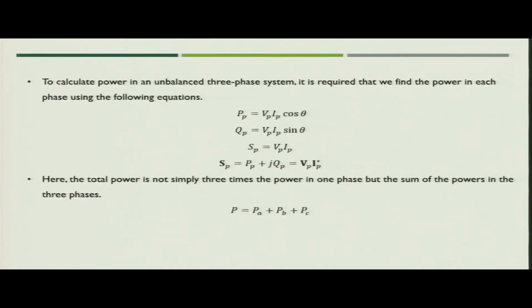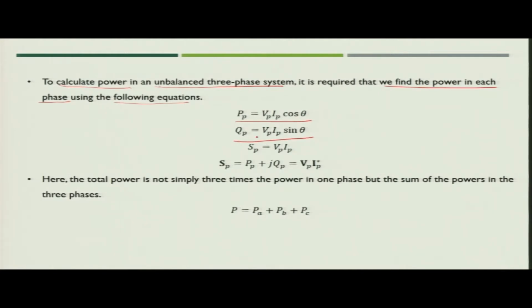Now, to calculate the power in an unbalanced 3-phase system, what do we require? We find the power in each phase using the equation which we have seen earlier also. Real power in a phase we can write as V p I p cos theta, where V p is the phase voltage and I p is the phase current, multiplied by cos theta.